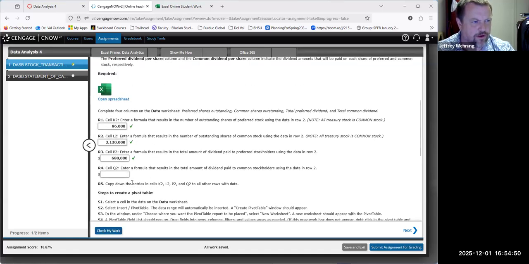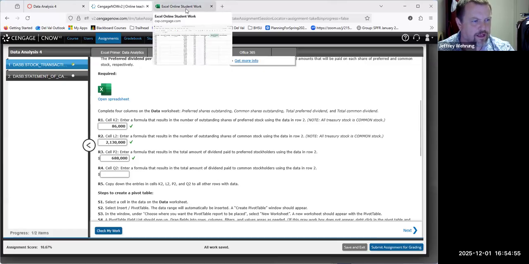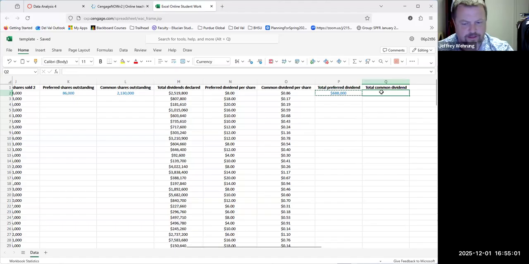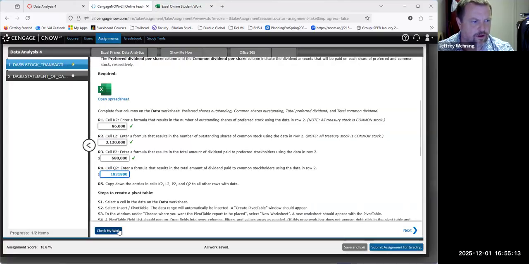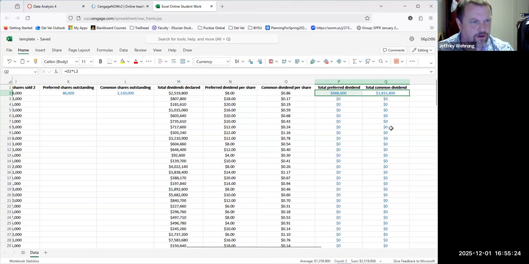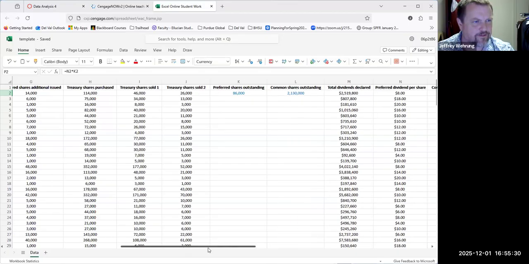Cool. Okay, Q2: enter a formula that results in the total amount of dividend paid to common stockholders. So we can say that's equal to dividends per share for common stockholders times common shares outstanding. Let's see if that's what they're looking for. Look at that. Okay, so copy these all the way down. So we do our normal thing, right? We double click in the corner. Oops, what did we do here? Why didn't that work? Oh, huh, because I didn't do these first.